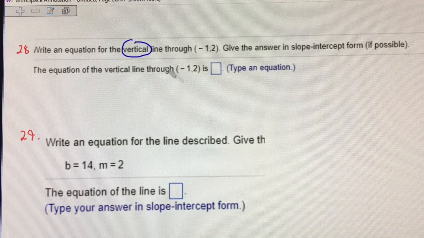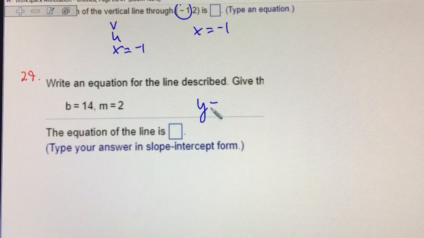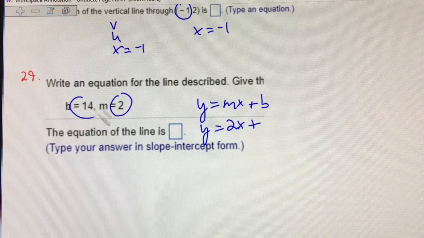Vertical line through that coordinate. So it's going to be x equals whatever the x value is, -1. And that's my equation. X equals -1. Y equals mx plus b. Y equals, the slope is 2, plus 14.